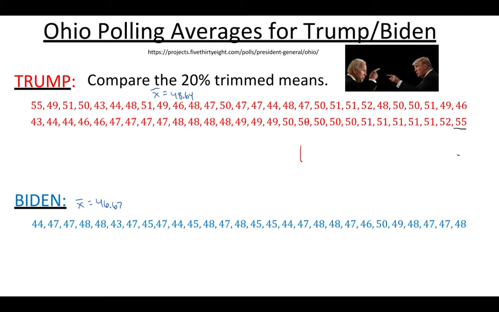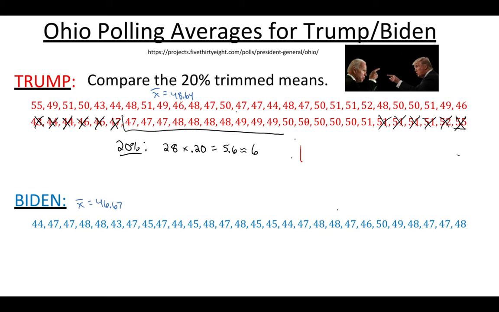So for the 20% trimmed mean, we're going to do the number of data values. In this case, there were 28 of them times 0.20. And that is 5.6. So that rounds up to 6 because that's the nearest integer. So that means we're going to chop off 6 from the top and chop off 6 from the bottom. We'll do that: 1, 2, 3, 4, 5, 6, and 1, 2, 3, 4, 5, 6. And then we compute the mean of everything that's left over inside here.